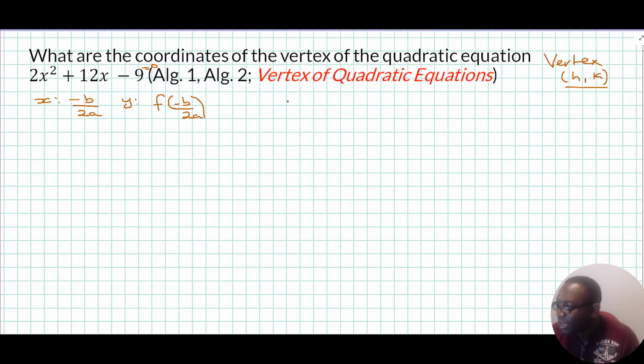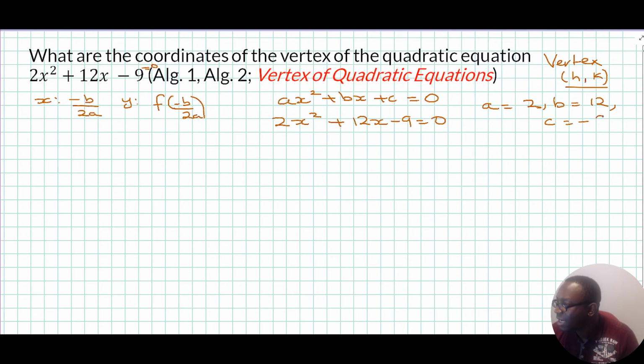So we're going to write ax squared plus bx plus c equal to 0. And we have to compare against 2x squared plus 12x minus 9 equal to 0. So we need to find the values of a, b, and c. So here, a is equal to 2. When you compare them, b is equal to 12, and then c equal to negative 9.